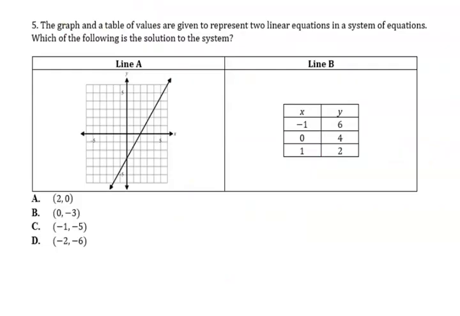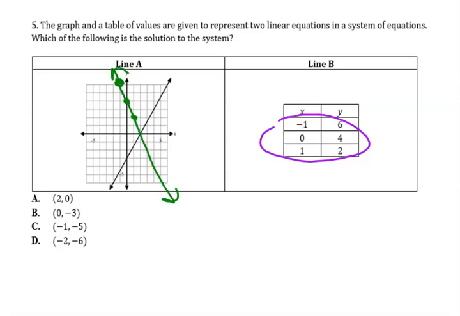All right, now we're moving along. Woohoo, a multiple choice question. Let's do this. The graph and the table of values are given to represent two linear equations. Which of the following is the solution? Well, by golly, we already have a graph. Let's graph those points and see where they intersect.